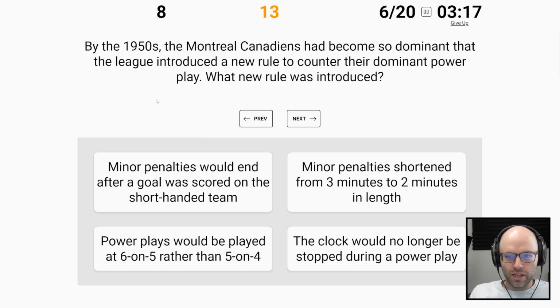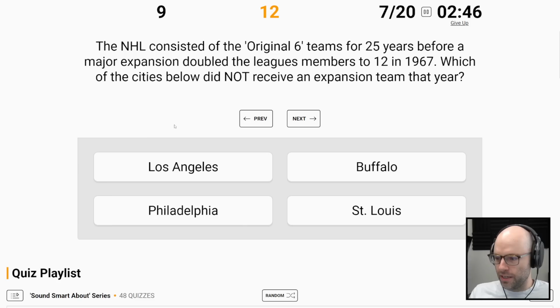By the 1950s, the Canadiens had become so dominant, the league introduced a new rule to counter their dominant power play. What new rule was introduced? There's another rule. If you score a goal on the power play, then the penalty is over. It used to be if someone got a penalty, they had to serve the whole 2 minutes, and if you were good on the power play, you could just go crazy on them. That was probably a smart rule. Minor penalties would end after a goal was scored on the shorthanded team.